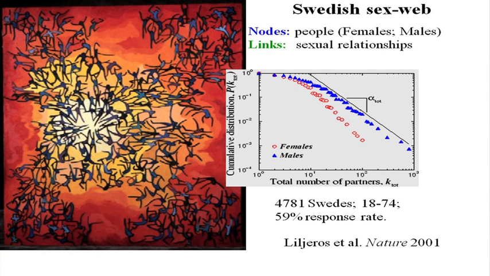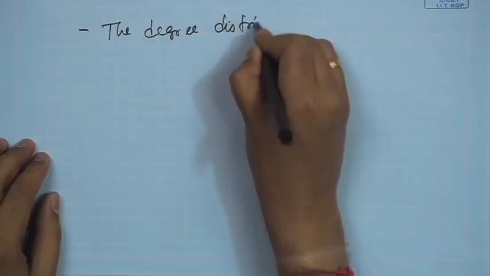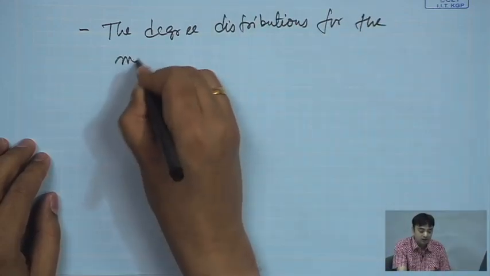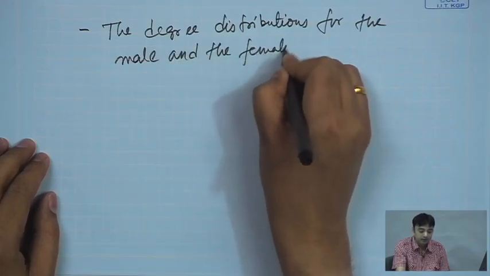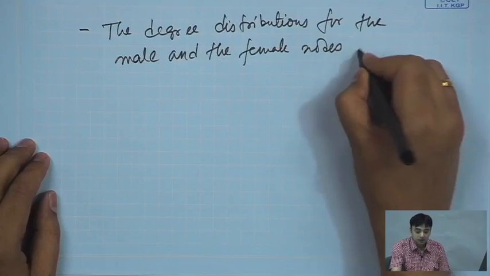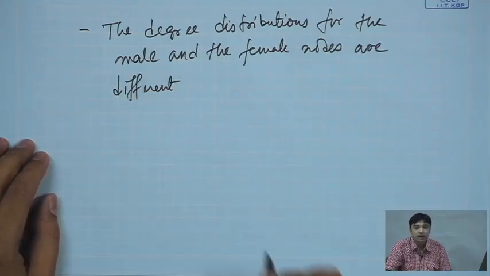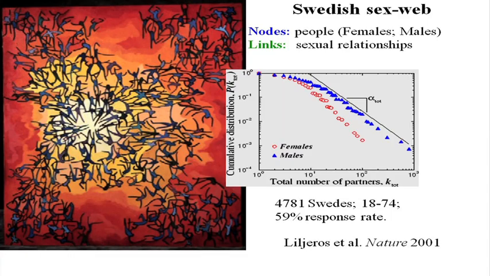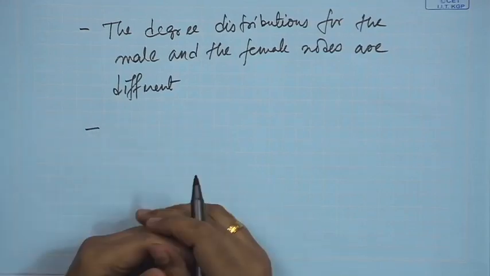One interesting observation is that the degree distributions for the male and the female nodes are different. The degree distributions of the male and the female nodes seem to be very different, but then how can this be possible? One immediately has to question how this is possible.